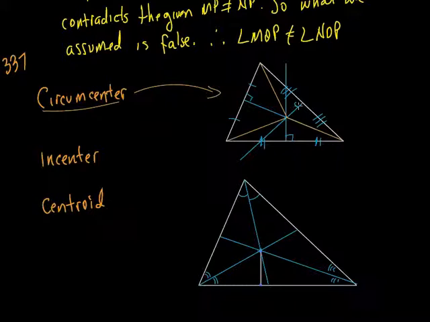From the sides. This was equidistant from the vertices. This is equidistant from the sides. How do I find the distance to the sides? I go perpendicular. That looks kind of perpendicular there already, doesn't it? And so those three right there are all equal to each other. Same thing with this. Those three were equal to each other.